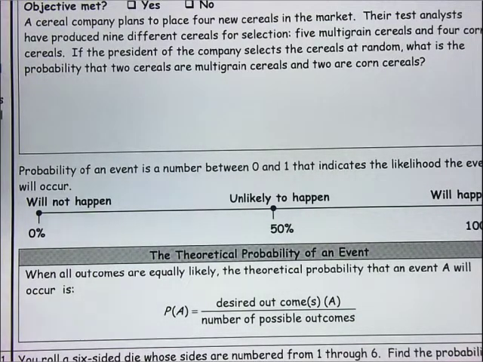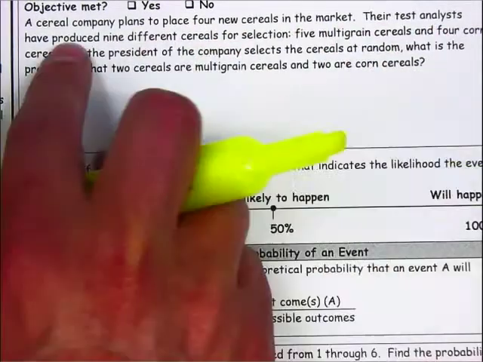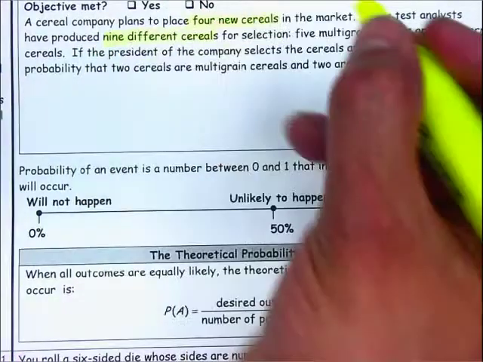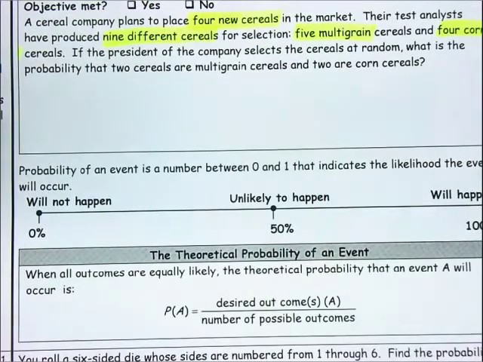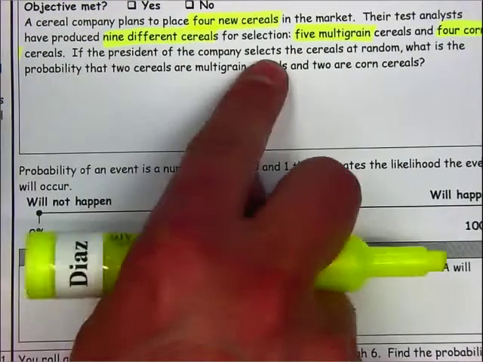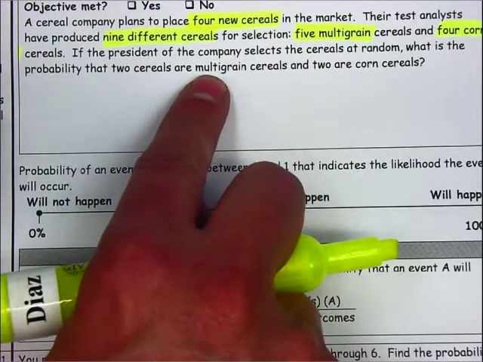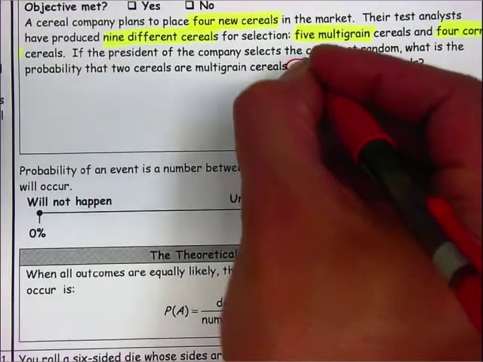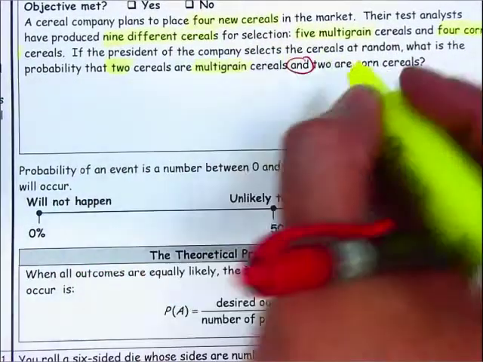It says, a cereal company plans to place 4 new cereals in the market. Their test analysis has produced 9 different cereals. 5 of them are multigrain and 4 of them are corn. If the president of the company selects the cereals at random, what's the probability that he selects 2 cereals that are multigrain and 2 that are corn? So we have the word and, that means that we're going to multiply. We need 2 that are multigrain and we need 2 that are corn.